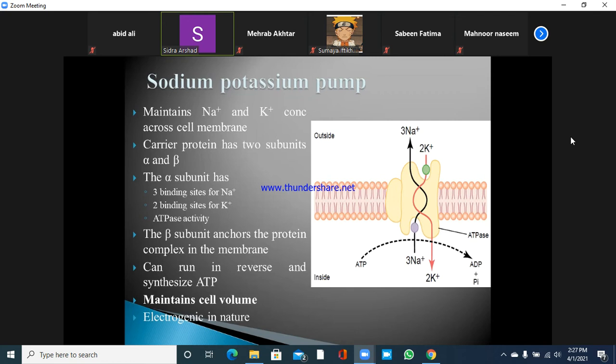Now another point is that this pump maintains cell volume. How is that possible? It maintains cell volume by pumping these 3 sodium ions out of the cell. If this pump was not there and it was not pumping these ions outside the cell, these ions would keep on accumulating inside the cell, and it would also drag some water along with it, because when there is increased accumulation of ions inside the cell, the water follows the sodium ions, and that causes the cell to swell up and rupture ultimately.